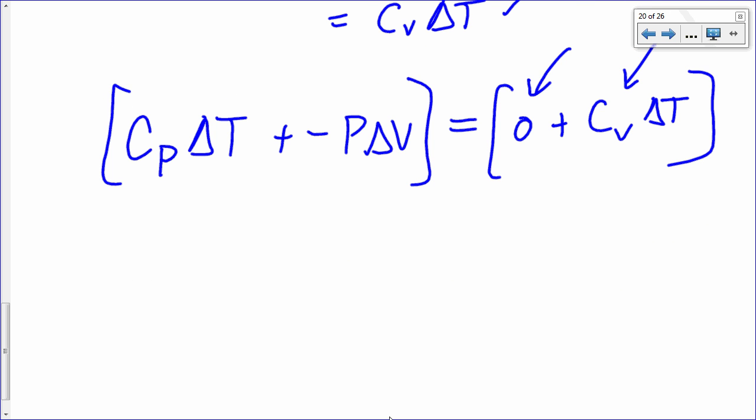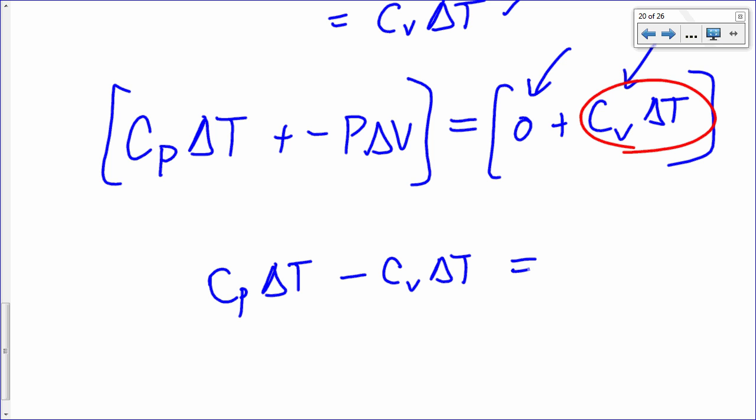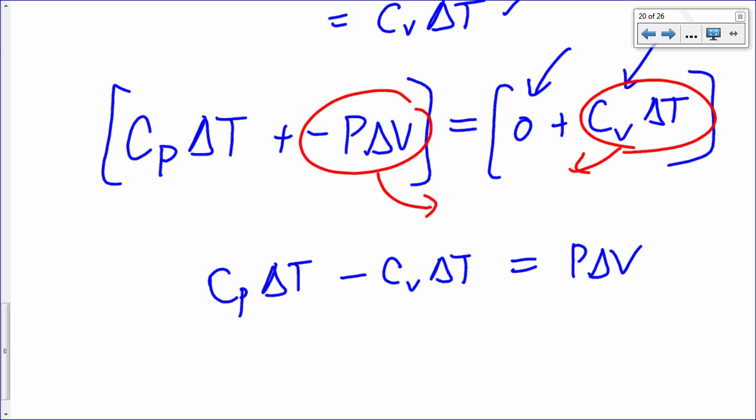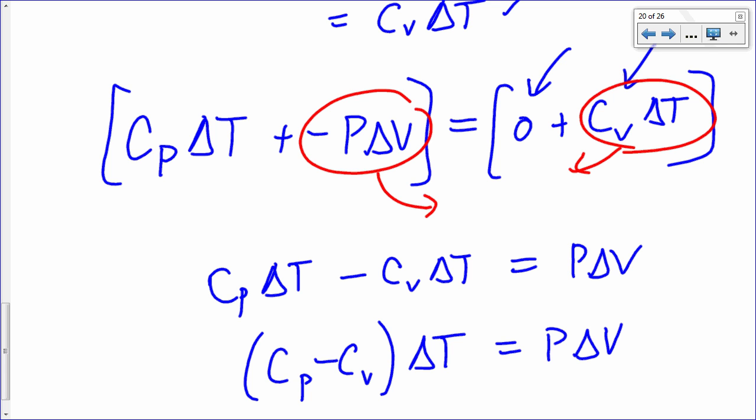So let's rearrange this. You can see that Cp delta T minus, I'm going to move this one over to the left, so minus Cv delta T. And I'm going to move this one over to the right. So that's equal to P delta V. I can factor out delta T here. I have delta T times Cp minus Cv is equal to P delta V. Right?